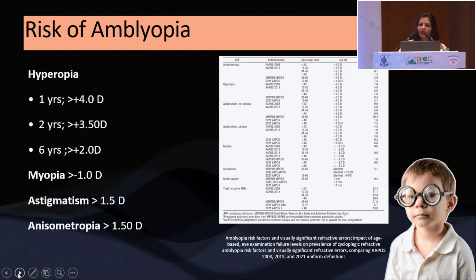So what are the children in whom there is a risk of amblyopia and you have to prescribe the glasses for sure? If the child has hypermetropia of more than 4 diopters at the age of 1 year, or more than 3.5 at the age of 2 years, you have to prescribe the glasses, otherwise there will be a risk of amblyopia. And if myopia is more than -1 or astigmatism is more than 1.5, again you have to prescribe the glasses, otherwise it will lead to amblyopia.